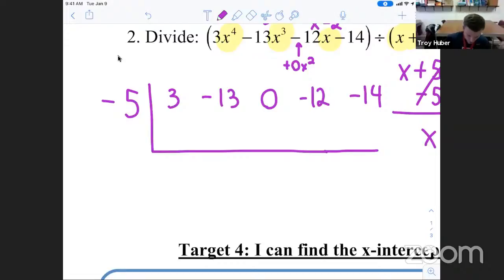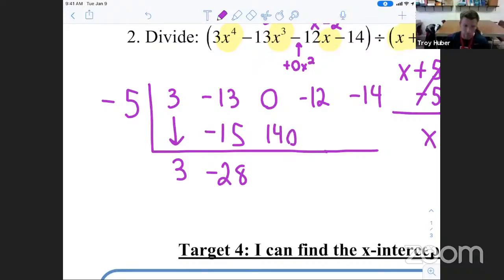All right, so we're going to bring this first term down. So that's a 3. Negative 5 times 3 should be times a negative 5 is going to be positive. Negative times a negative is positive. So I believe that would be 140.